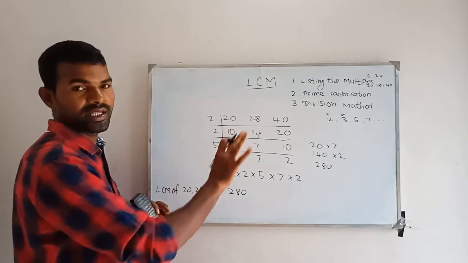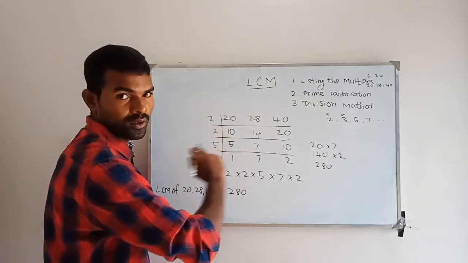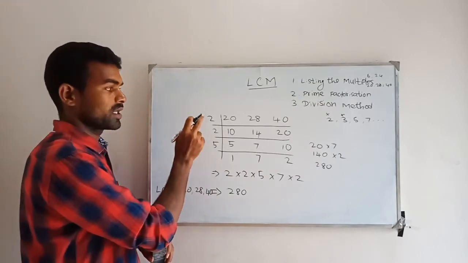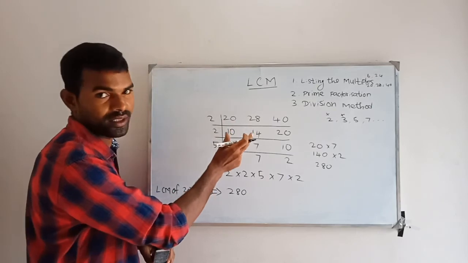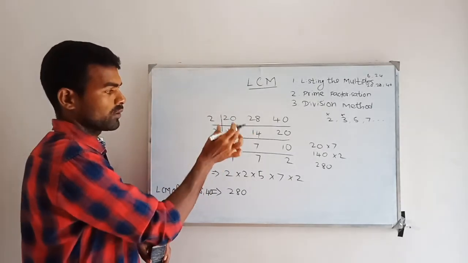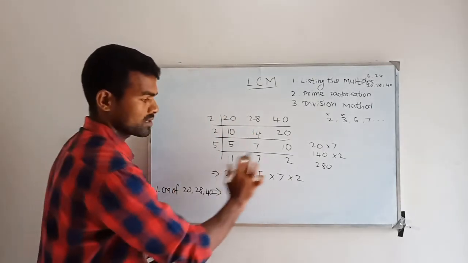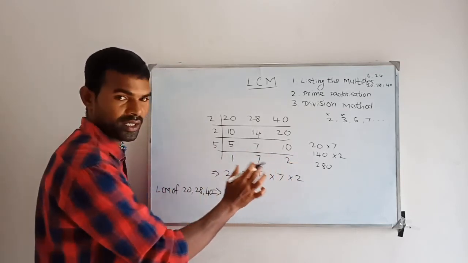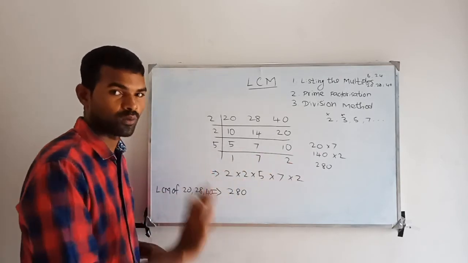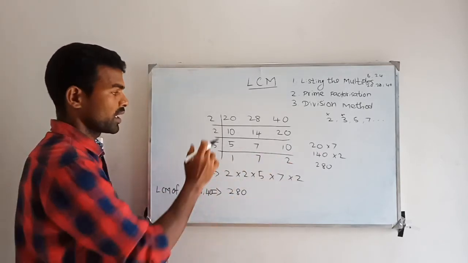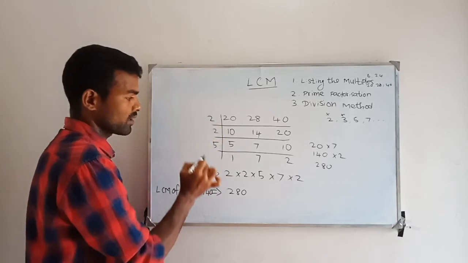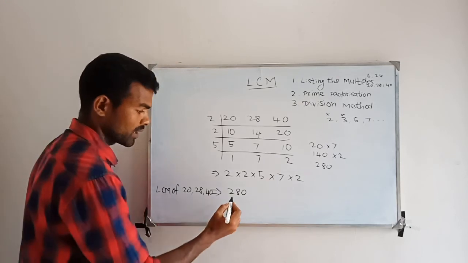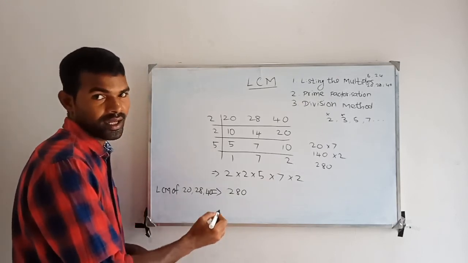Whatever numbers are given, write them in one row. Afterwards, start dividing by prime numbers. The prime number must divide a minimum of two numbers. So you start dividing and going on. In the last remainder there is no common factor except 1, so leave it. Now you take the left side column and the remainder, take everything and multiply. You get 280. This is the LCM.